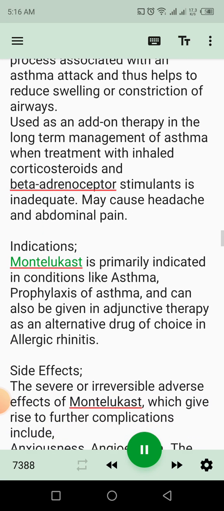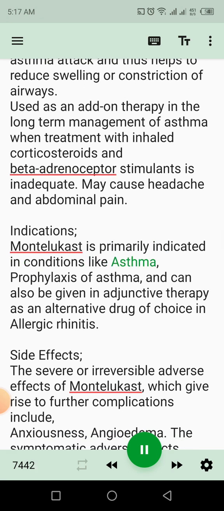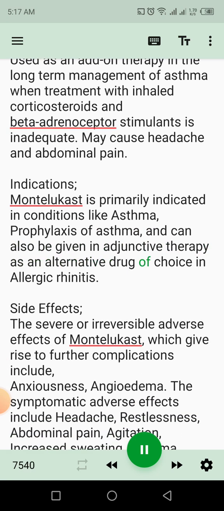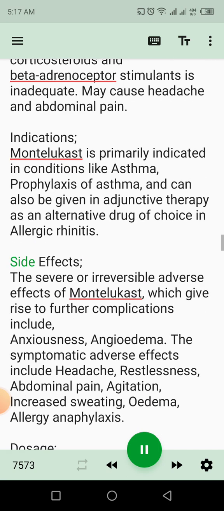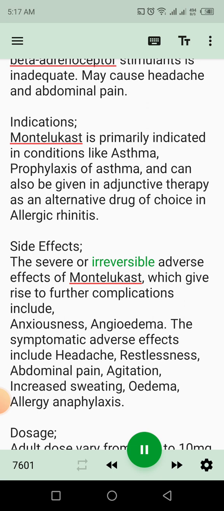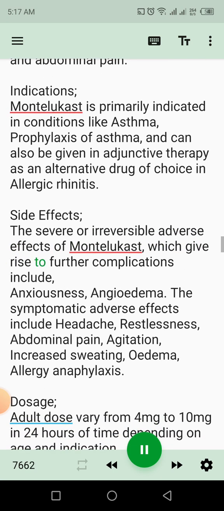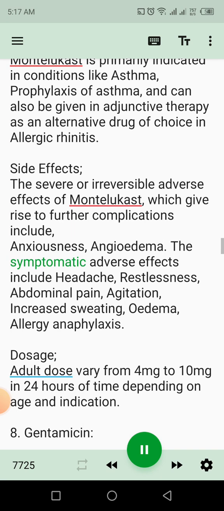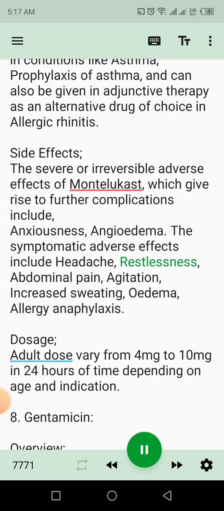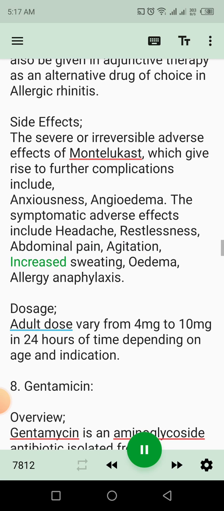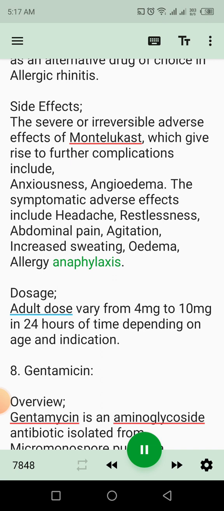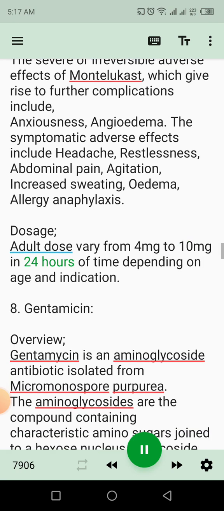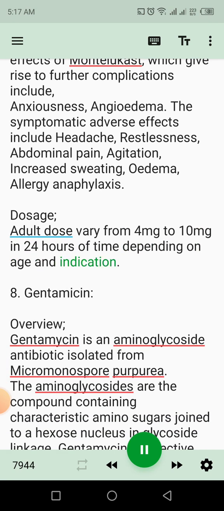Indications. Montelukast is primarily indicated in conditions like asthma, prophylaxis of asthma, and can also be given in adjunctive therapy as an alternative drug of choice in allergic rhinitis. Side effects. The severe or irreversible adverse effects of montelukast, which give rise to further complications, include anxiousness, angioedema. The symptomatic adverse effects include headache, restlessness, abdominal pain, agitation, increased sweating, edema, allergy, anaphylaxis. Dosage. Adult dose varies from 4 mg to 10 mg in 24 hours depending on age and indication.